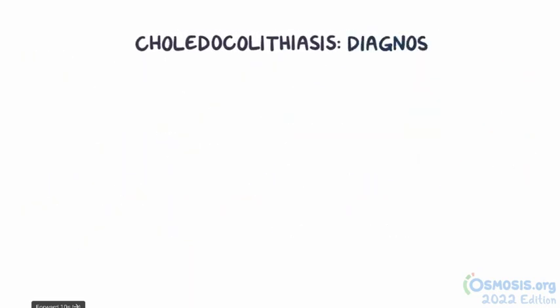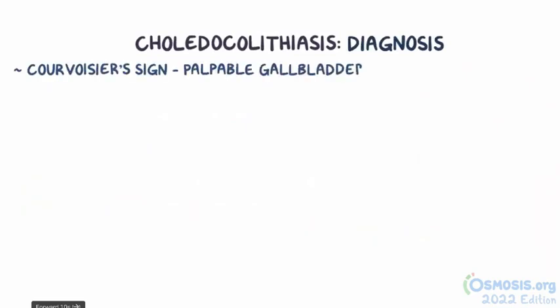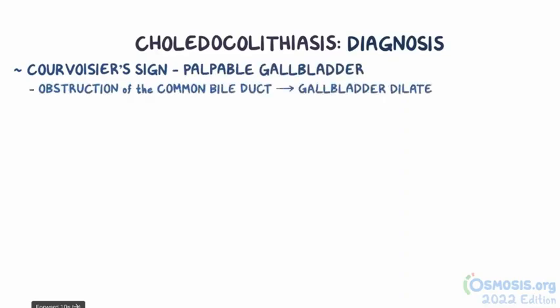On clinical examination, Courvoisier's sign may be present, meaning there's a palpable gallbladder. This happens as a result of the obstruction of the common bile duct, which makes the gallbladder dilate. Courvoisier's sign is usually associated with malignant common bile duct obstruction, but it can also appear in choledocholithiasis.